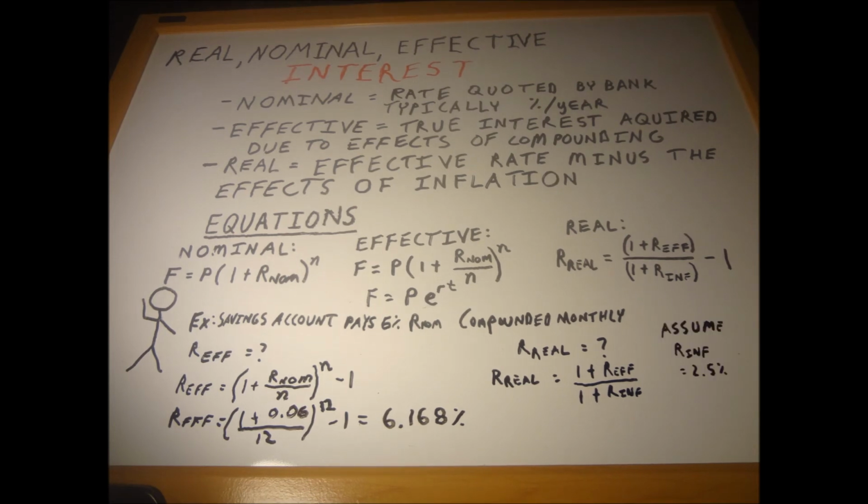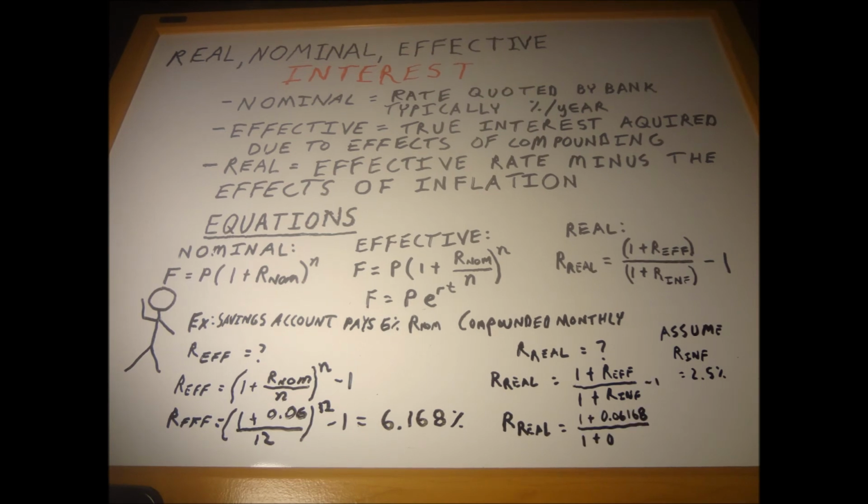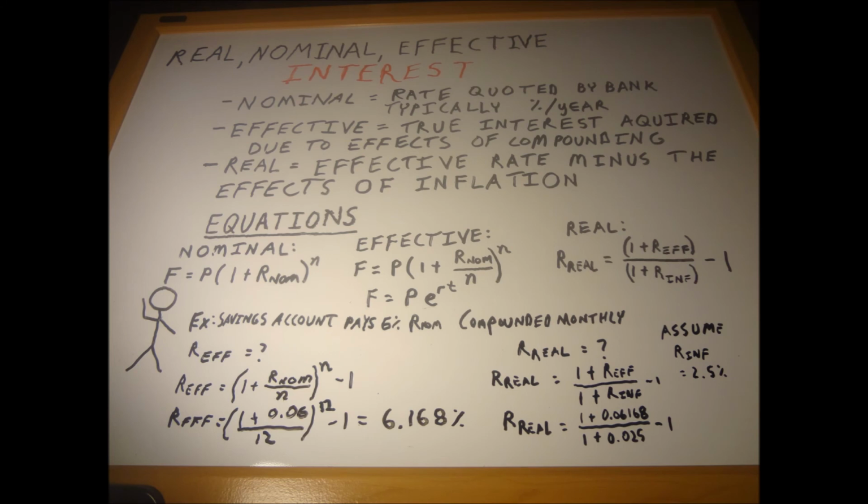the inflation rate. Assume an inflation rate of 2.5%. This equals 1 plus the effective interest rate, which was 6.168%, divided by 1 plus 2.5% minus 1.